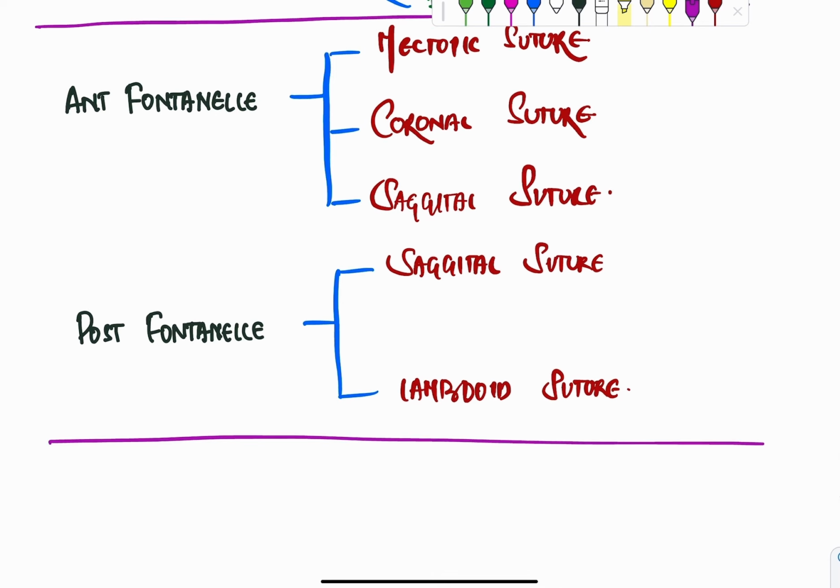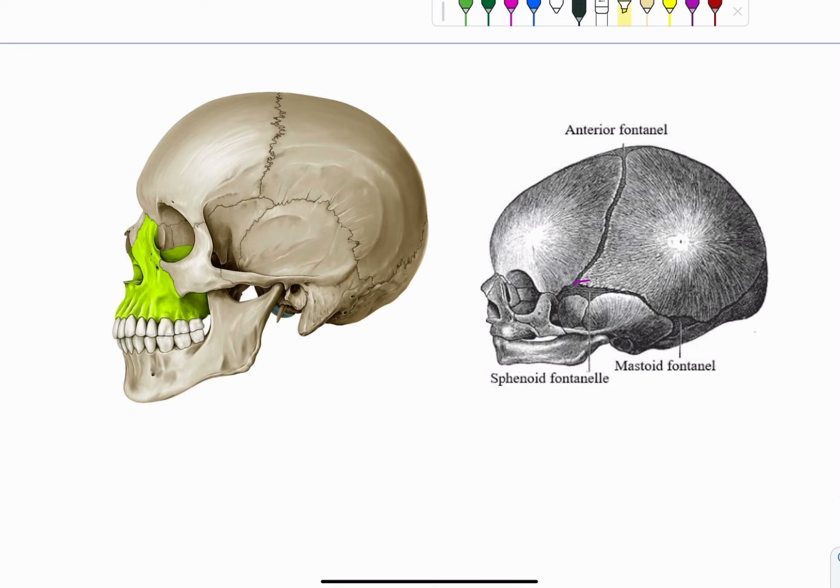Along with that, we have two more fontanelles that you can see on the lateral view. Okay, so in this view you can see one fontanelle here. All of you look here now. See, this is your parietal bone, this is your frontal bone, this is your temporal bone, and this is your sphenoid bone. Okay, so exactly here you see a fontanelle.